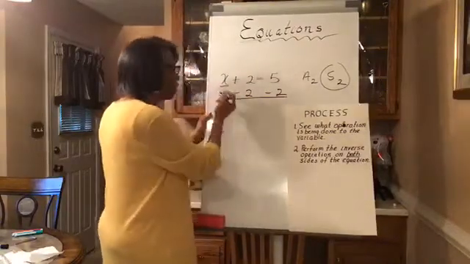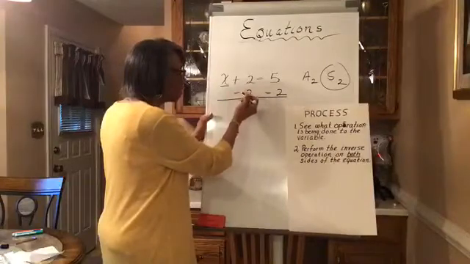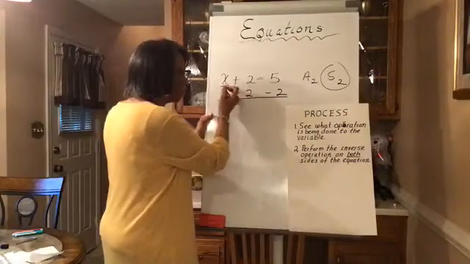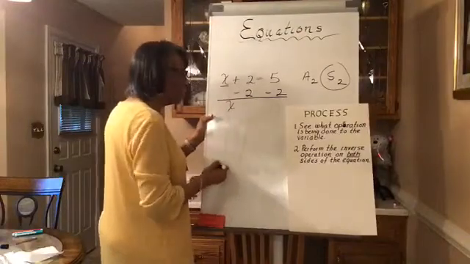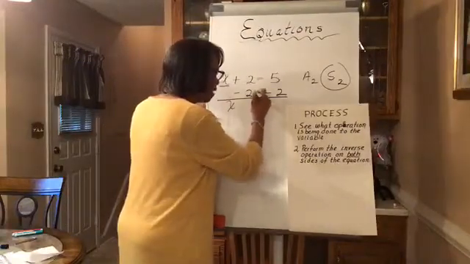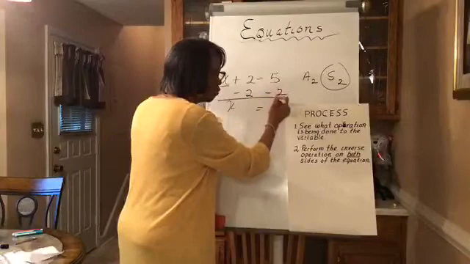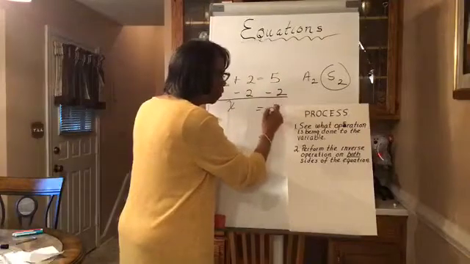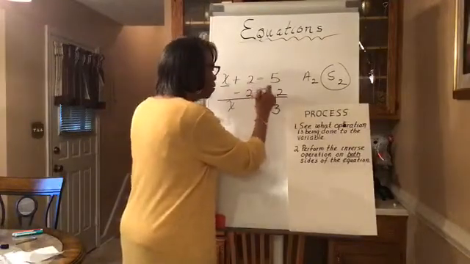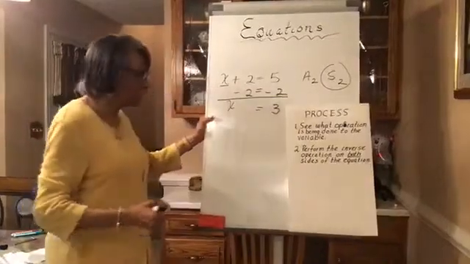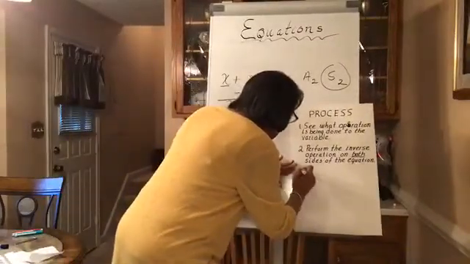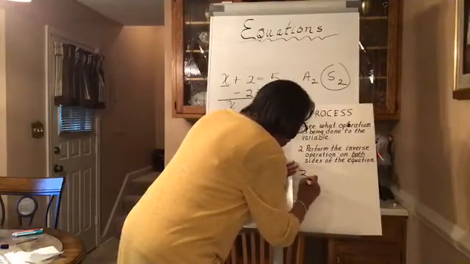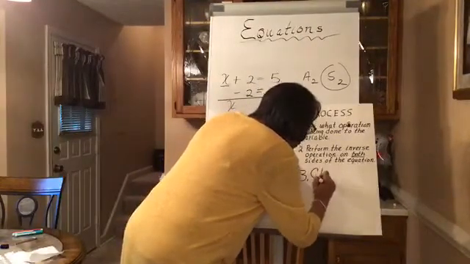We already know that if we add something and subtract the same something, we're going to get what we started with. So the answer is x on that side. And on this side, 5 minus 2 is 3. So we have solved an equation. And the third step, which I did not write up here, but I'm going to put it, always check your answer.